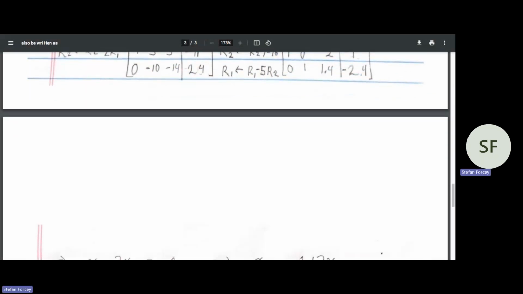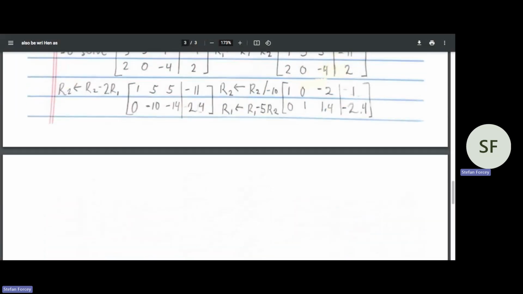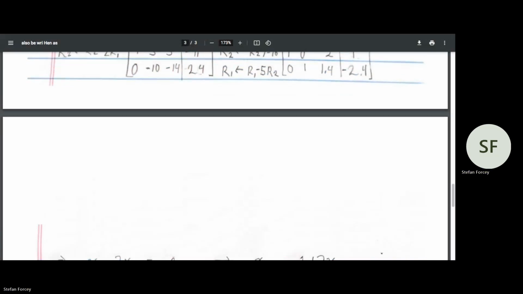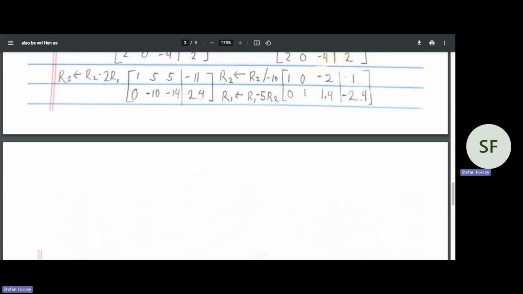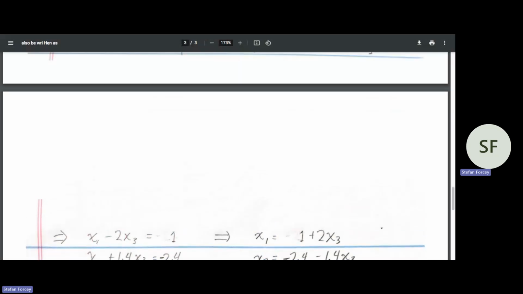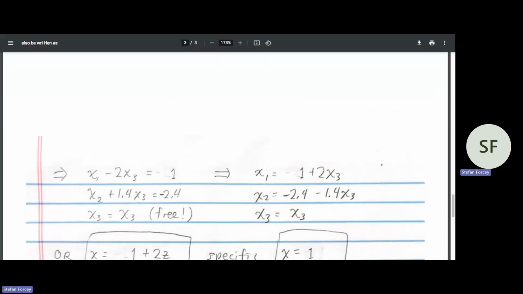So I think I turned it back into equations here. We had x1 minus 2x3, or you could call them x, y, and z. I used x1, x2, and x3 here. So x1 minus 2x3 equals that 1. Then x2 plus 1.4 x3 equals negative 2.4, and x3 is a free variable. It doesn't have a pivot. And then we can solve and get x1, x2, x3 equals 1 plus 2x3, negative 2.4 minus 1.4 x3, and x3 is itself.